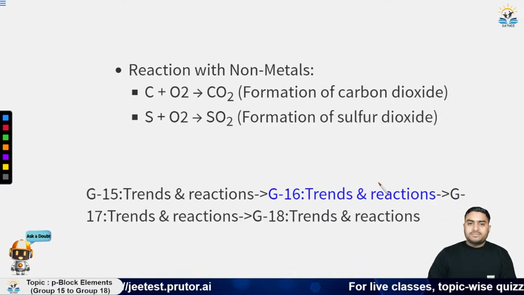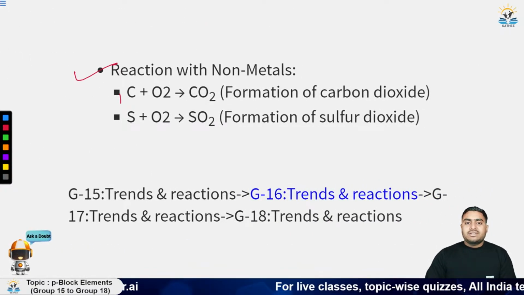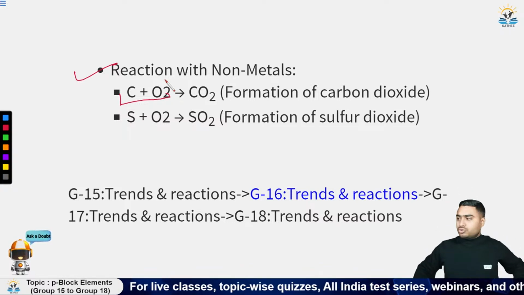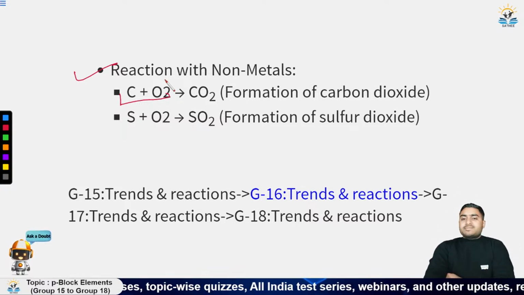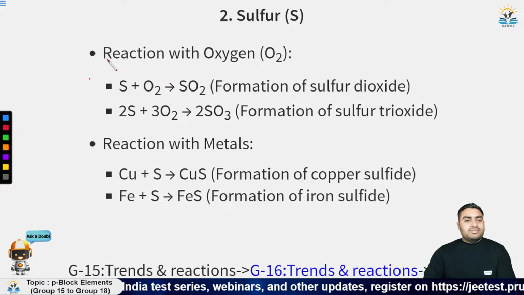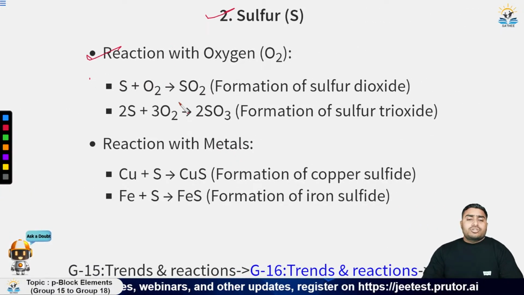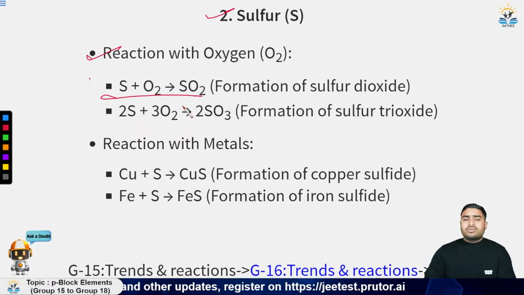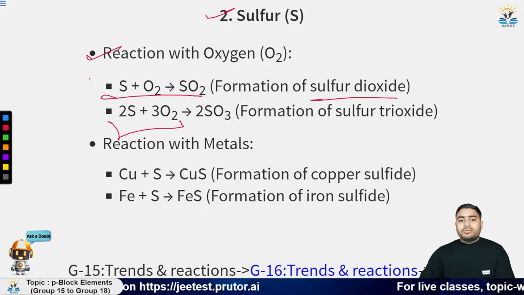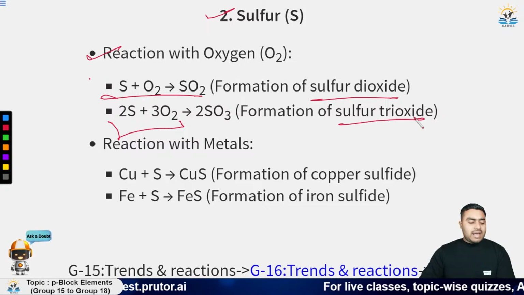That means aluminum oxide. Let's move to the reaction with non-metals. They can react with non-metals as well, like carbon. C plus O2 gives CO2, formation of carbon dioxide. S plus O2 gives SO2, formation of sulfur dioxide. Now you can move to the next one, sulfur. Reaction with oxygen. Sulfur can react with oxygen. So S plus O2 gives SO2. 2S plus 3O2 gives 2SO3. That means formation of sulfur dioxide, sulfur trioxide, etc.